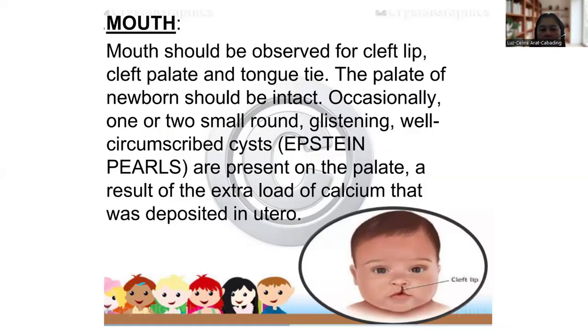Now, occasionally, there are one or two small, round, glistening, well-circumscribed cysts that are present in the palate. Okay? These are normal. We call them Epstein pearls, which is a result of an extra load of calcium while the newborn was still in the womb of the mom.